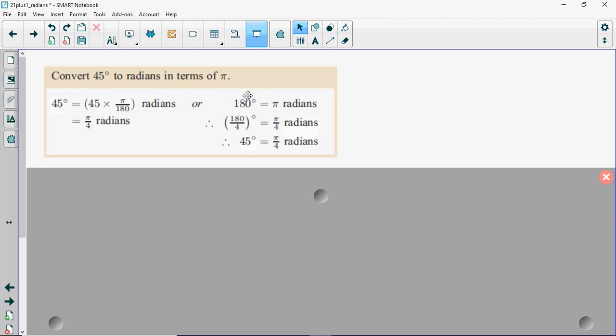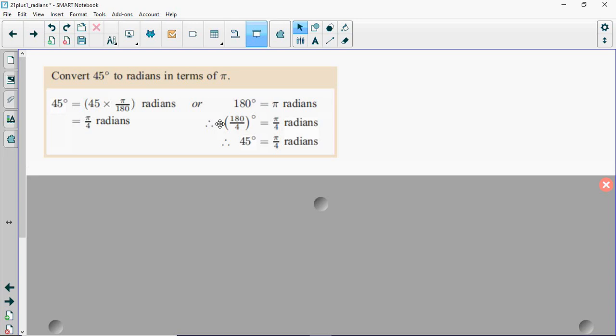45 is the angle we care about. That happens to be 180 over 4, so 180 over 4 should be pi over 4. Same thing. Now in this case, the exact angle was easy because 45 goes into 180 very nicely. It's not always going to be the case.